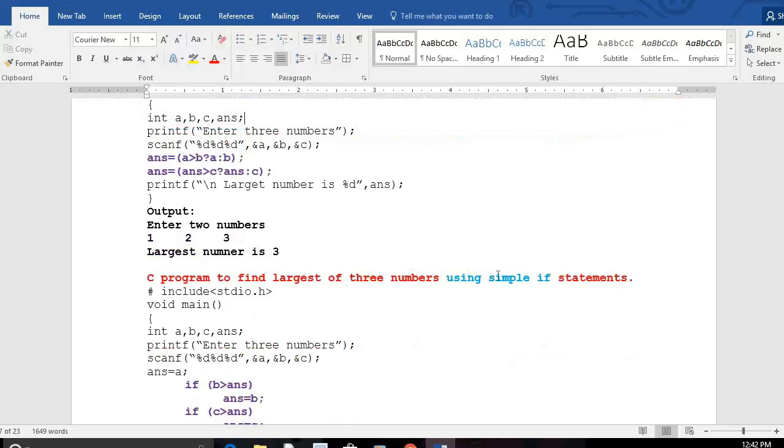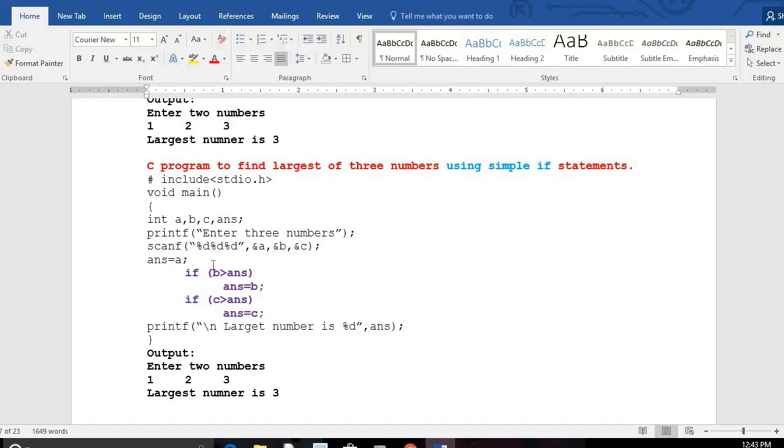C program to find largest of three numbers using simple if. I assume the first number is the largest, whatever that might be. If the second is more than the assumed one, I replace the answer with that one. Similarly, if the third one is more than the assumed one, I replace it. At the end, the largest number will be there.